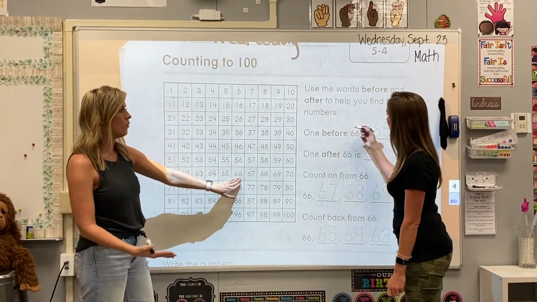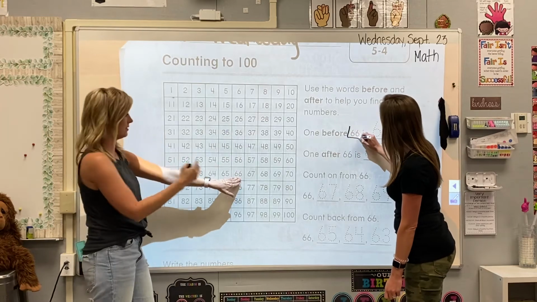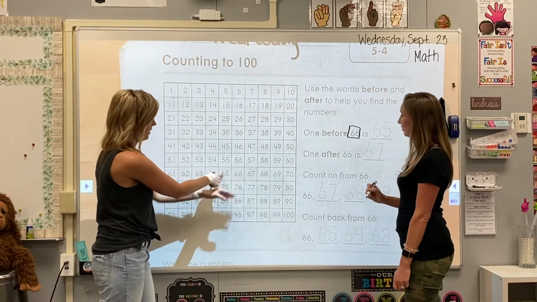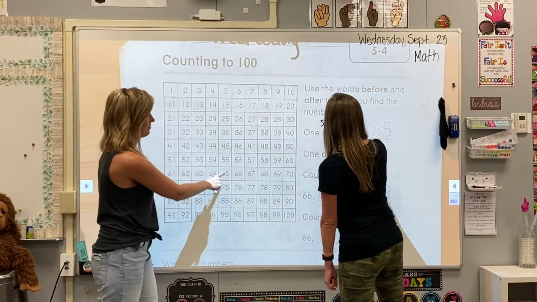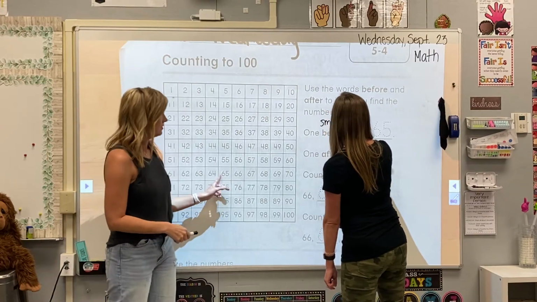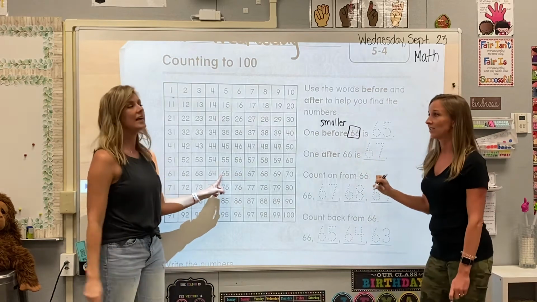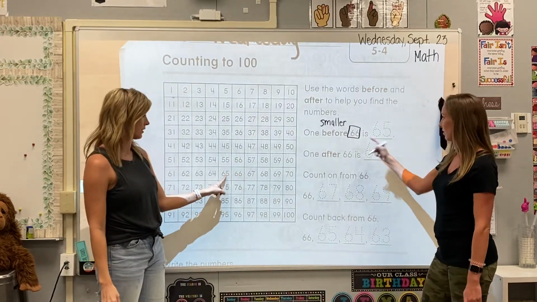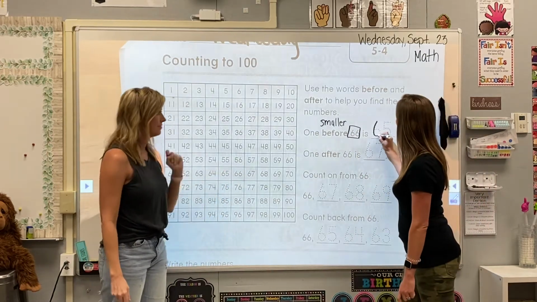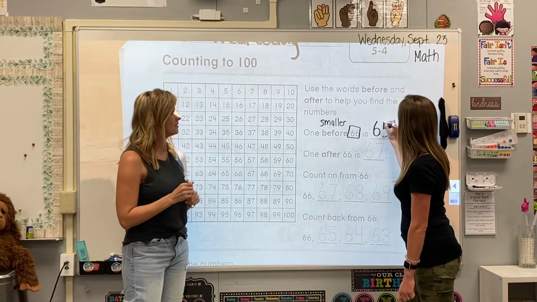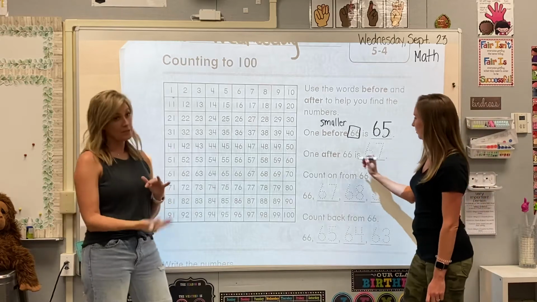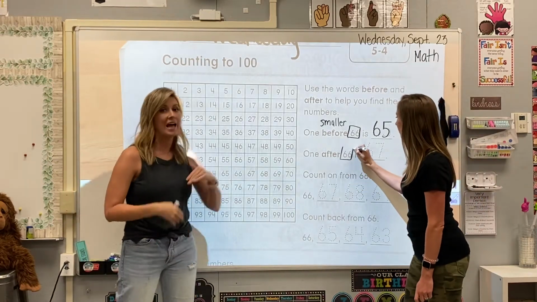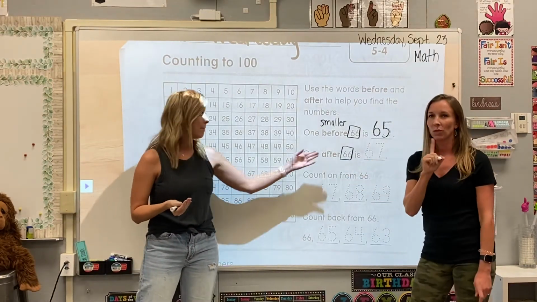And if I'm doing one before 66, it's going to come first before it, which is one before it, 65. When you say one before, you really mean one number smaller than 66. One number smaller. Okay. I count back. So we found out that that was going to be 65.